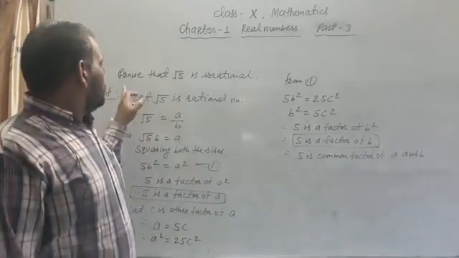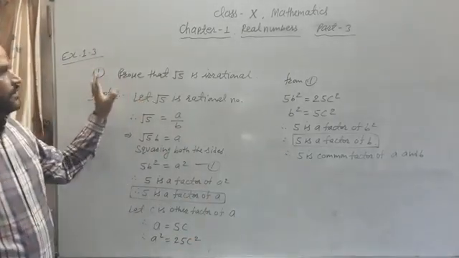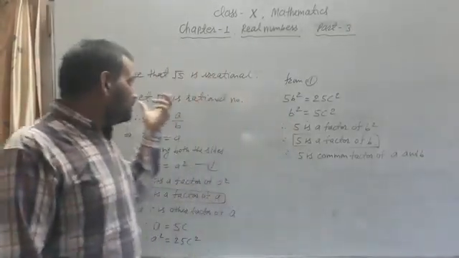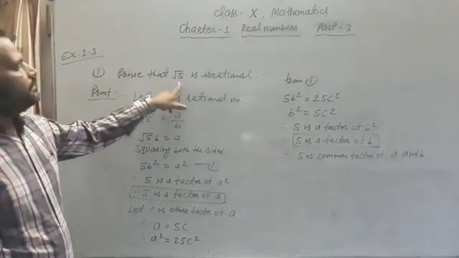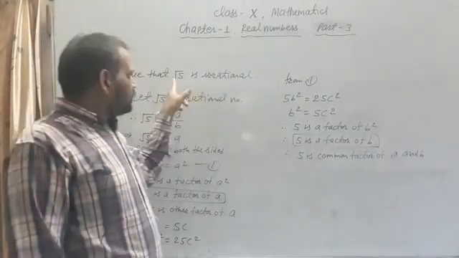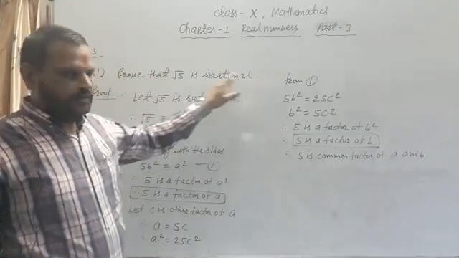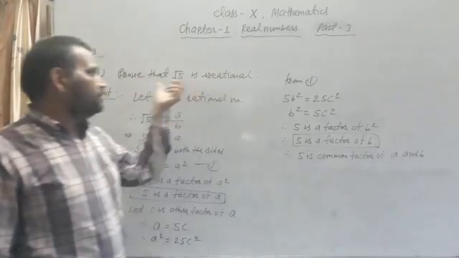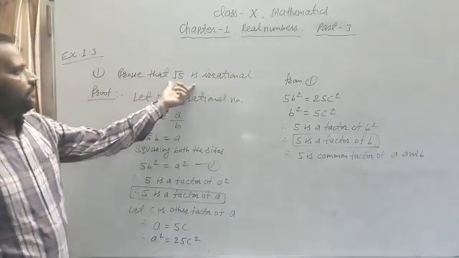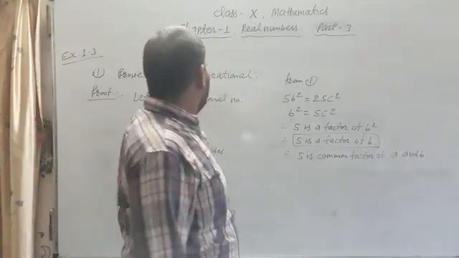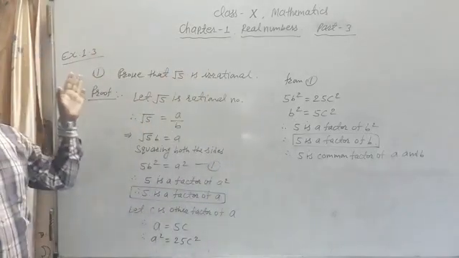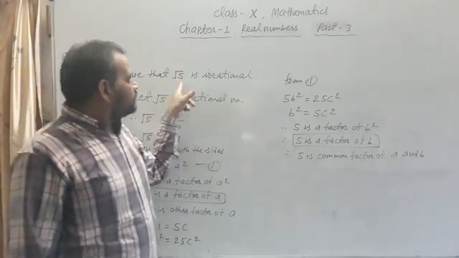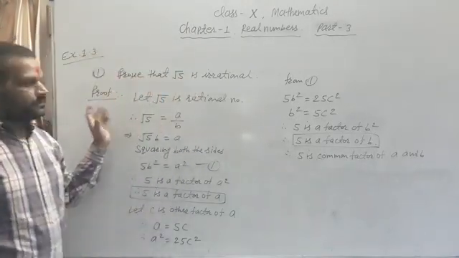Hi students, in exercise 1.3 we have to prove the given number is irrational, and in the first question the number is under root 5. We have to prove that under root 5 is an irrational number. In the previous class we proved that under root 2 is irrational. In the same way we can show that under root 5 is irrational.